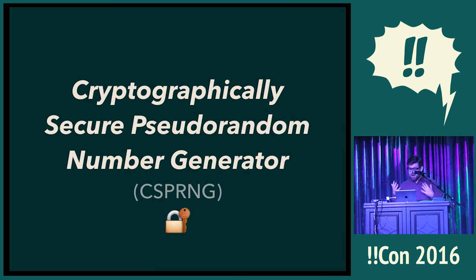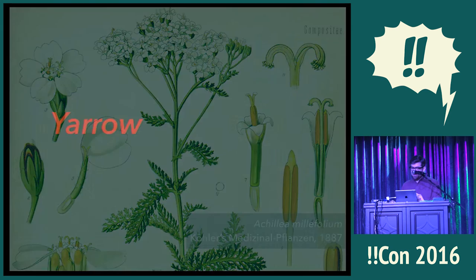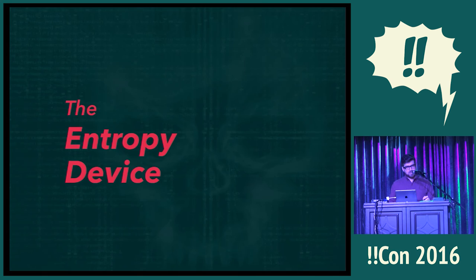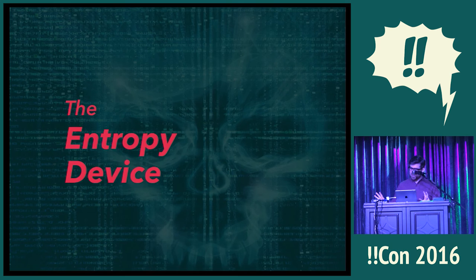So one CSPRNG algorithm I want to highlight is Yarrow. If you use a Mac, you have this on your system. And one of the key parts of the design of these generators is that they reseed themselves. And one crypto trick is to make that seed very hard to predict. To do this, CSPRNGs utilize something called an entropy pool. And you access the generator through the entropy device, which sounds so sinister.